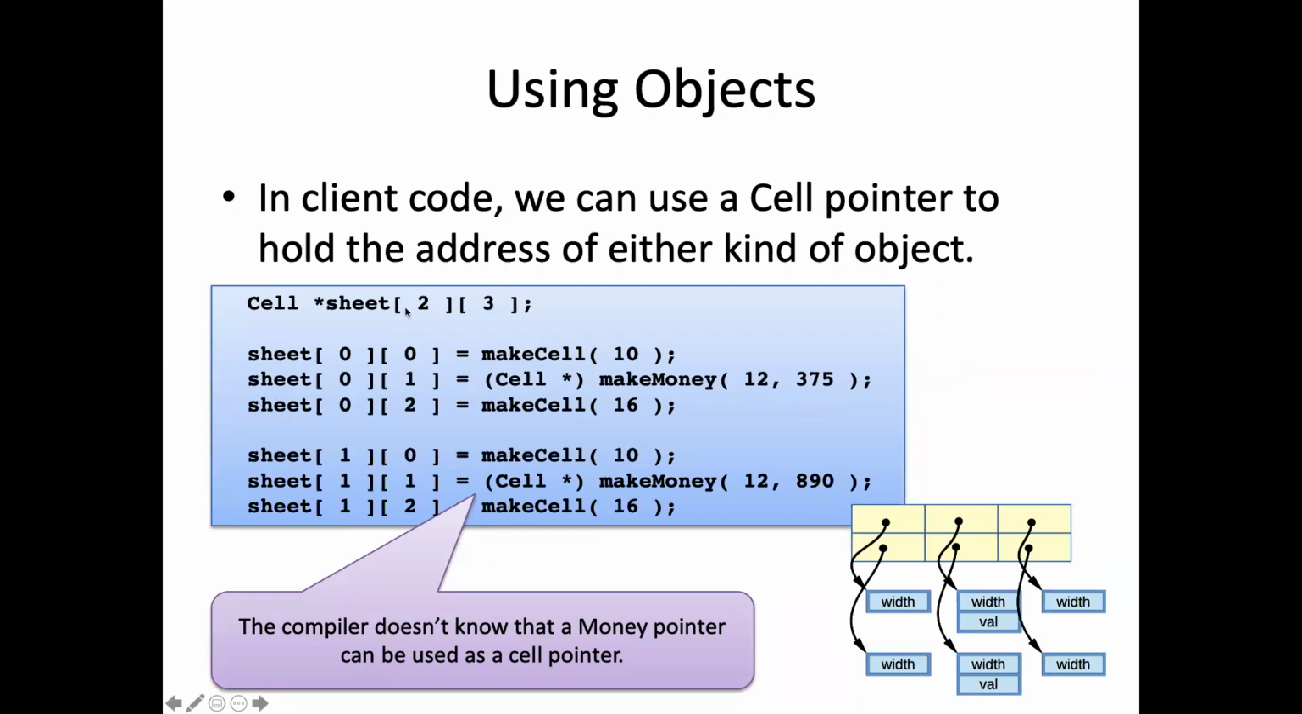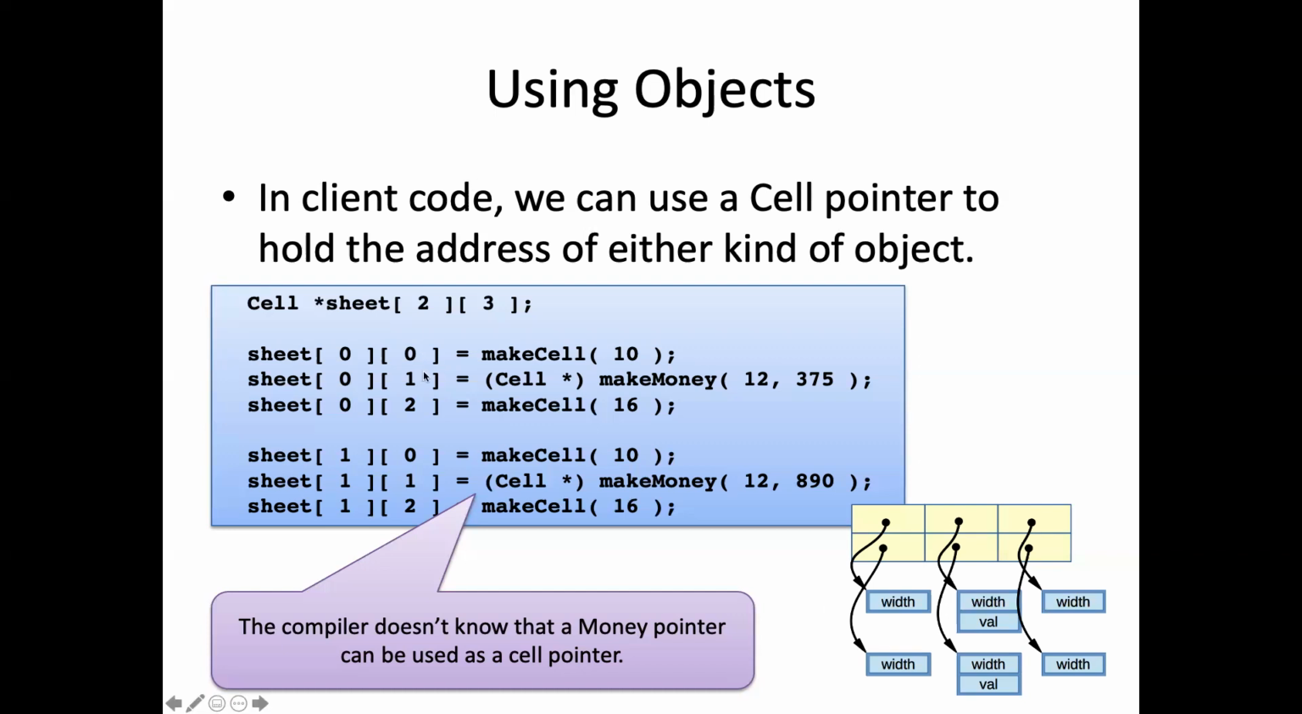So that's how I made it. Sheet is a 2x3 array of pointers to cells, kind of like I'm showing in the picture. When I make the array like this, all of those pointers are uninitialized in C, so I better make them all point to objects if I want to use them. So that's what I do.